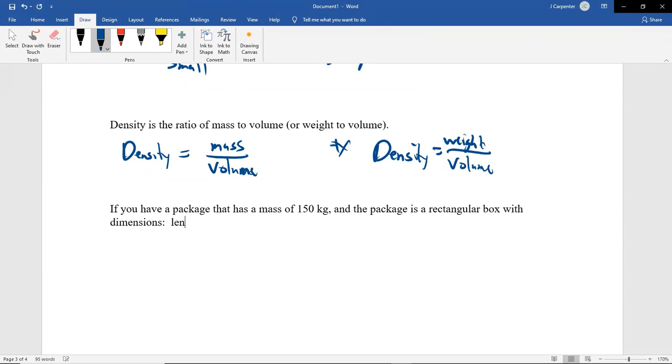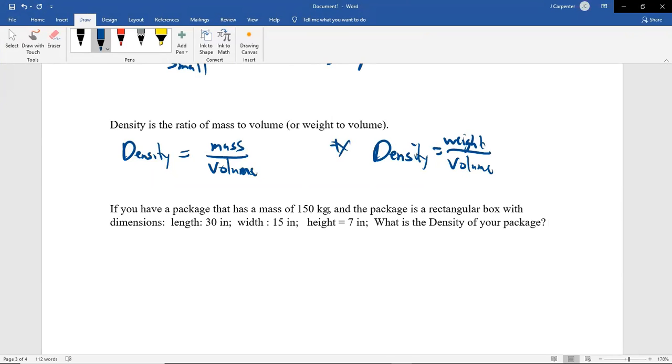as follows. The length is, let's go with 30 inches. The width is 15 inches. The height is going to be 7 inches. What is the density of your package?